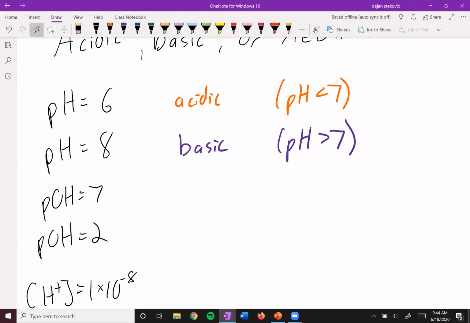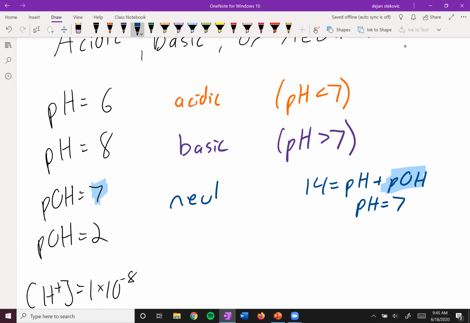Next up, we have that pOH is equal to 7. And so we remember that pKw is equal to 14, which is equal to the sum of pH and pOH. And so if we plug in 7 for pOH, we can solve for pH. And so in this case, pH is equal to 7. And we remember that if pH is equal to 7, then it is a neutral solution.